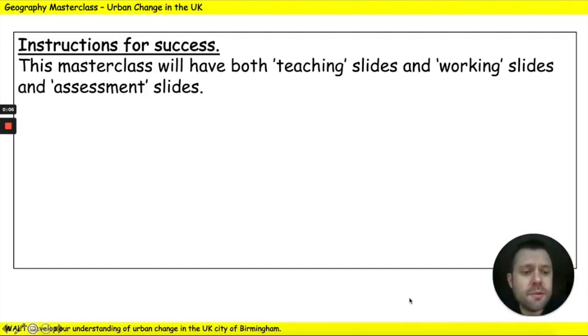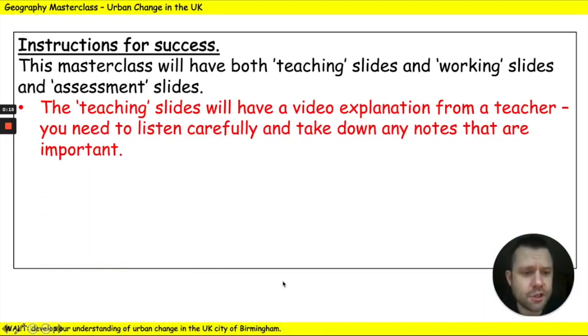So there's going to be 3 elements to this masterclass. First of all, you're going to have the teaching slides. Think of these as mini episodes, if you will. Okay, and this will give you information from myself, but also a video explanation with images from a teacher.